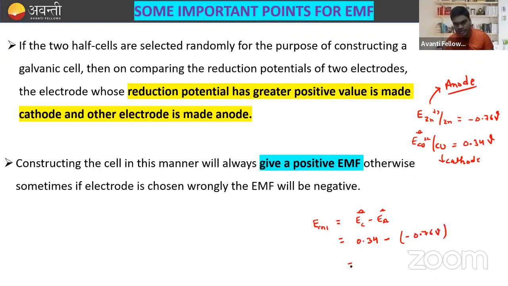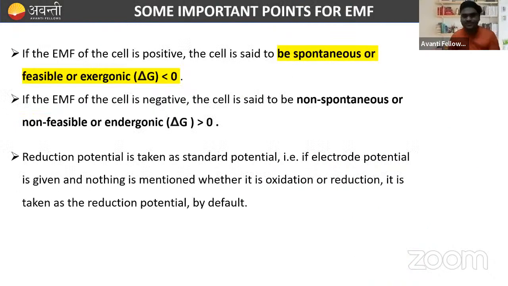So it comes out to be 1.10 volt. This is a positive value. Always constructing the cell in this manner will always give a positive EMF. Otherwise, sometimes if the electrode is chosen wrongly, then the EMF will become negative.